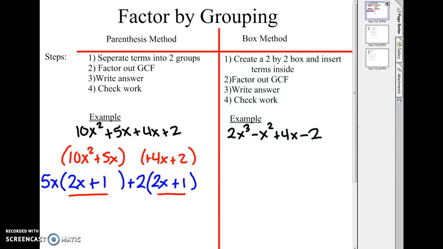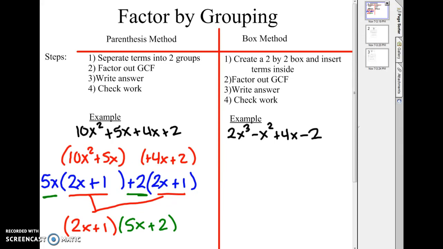Watch your signs, okay? So now I'm ready for my step 3, write my answer. What I do is I put these together into one parentheses, 2x plus 1. In the second parentheses, I put what's left over, 5x plus 2. And now I've factored that, okay?